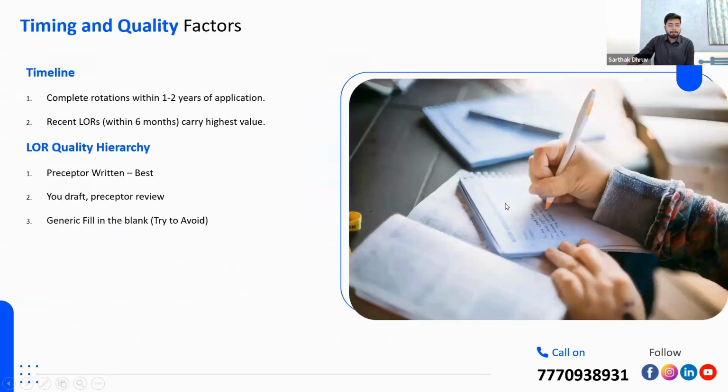Okay. So when to do it? You guys should. People do require it within 1 to 2 years of your application. Application starts if you consider the next cycle, September 2026. So they ask you to do rotations within the last 1 or 2 years. Some of the programs specifically ask for the last 6 months of rotation, as it has the highest value.